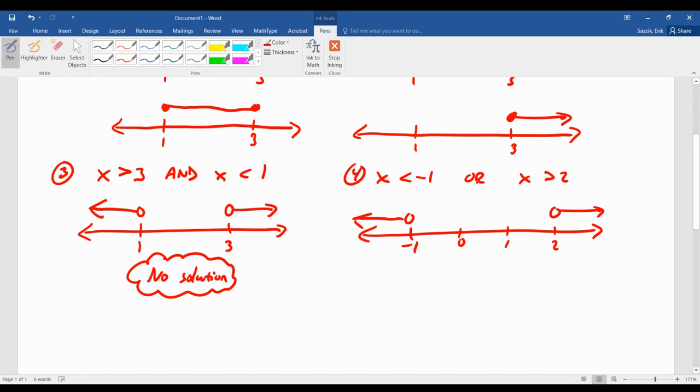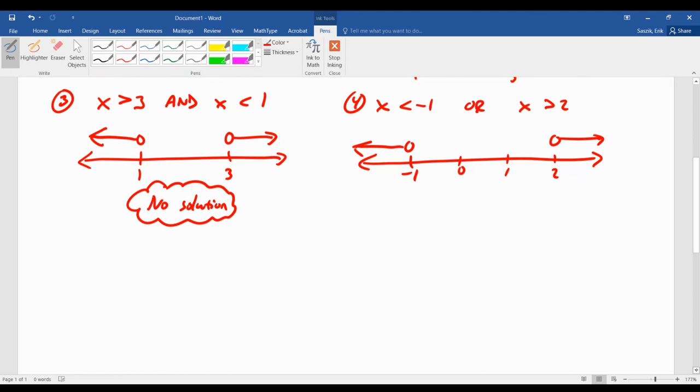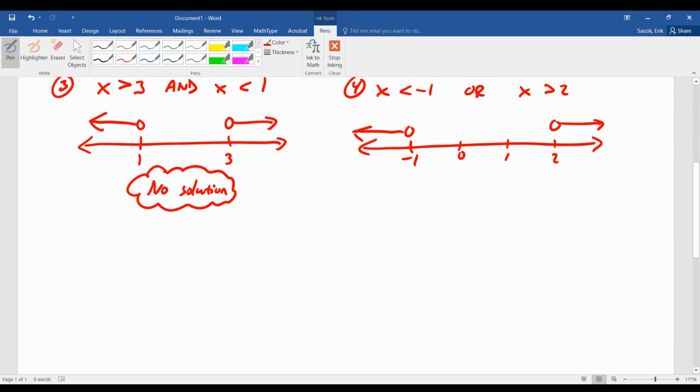Or means you only have to satisfy one of the criteria. So where do you have one graph? Well, you have one graph up here, bigger than 2. We have another one down here. This is actually your answer. If it had been and, it would have been no solution. But because it's or, this is actually the answer right there. You're actually done with that.